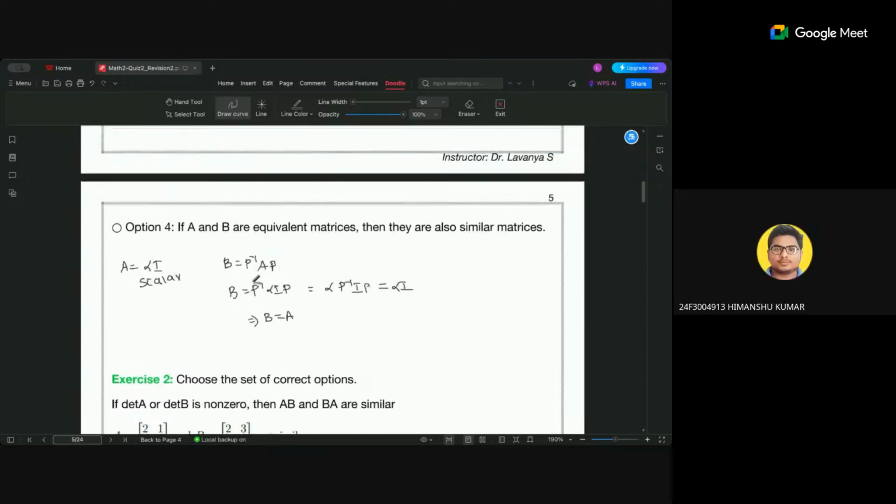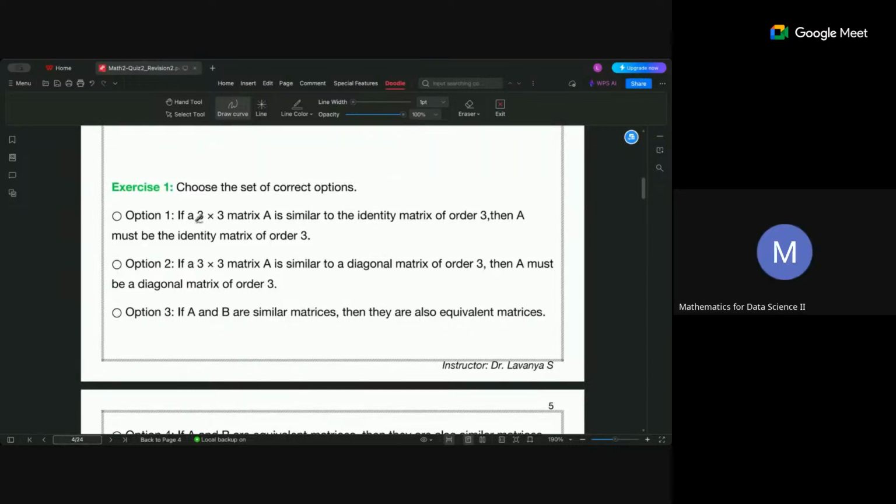Okay. Yes, ma'am. So now from that, can you answer this? If A is a 3 by 3 matrix similar to the identity matrix of order 3, then A must be the identity matrix of order 3. True. So A is specifically a scalar matrix, where alpha is 1. Next: if a 3 by 3 matrix A is similar to a diagonal matrix of order 3, then A must be a diagonal matrix of order 3. Is that true? No, ma'am.